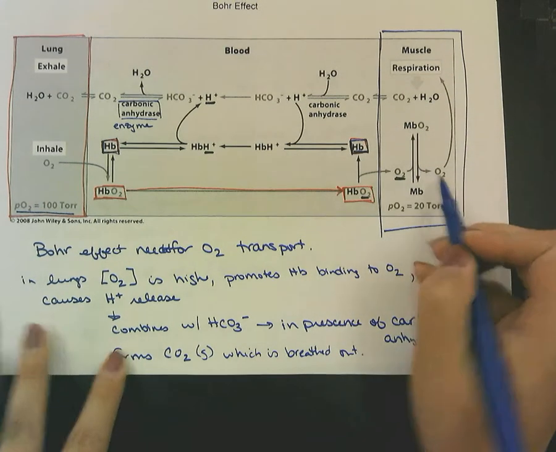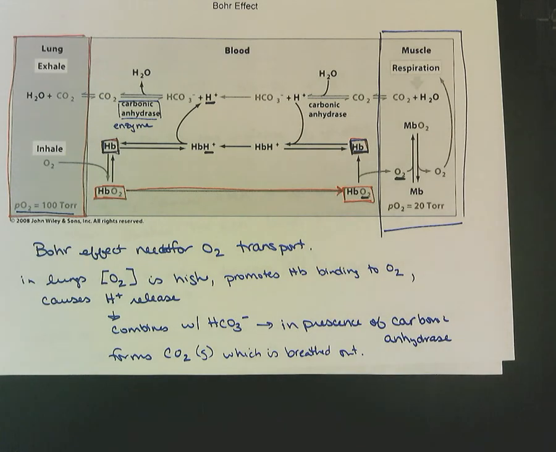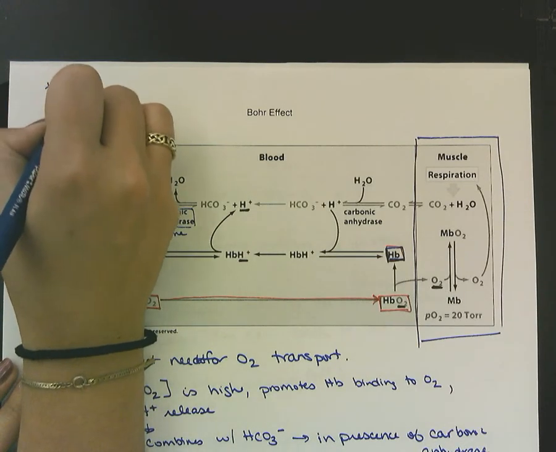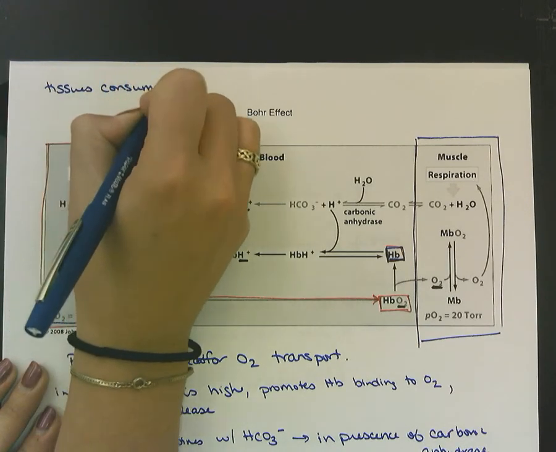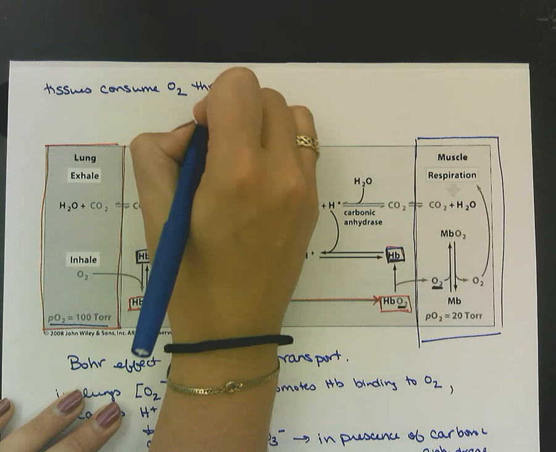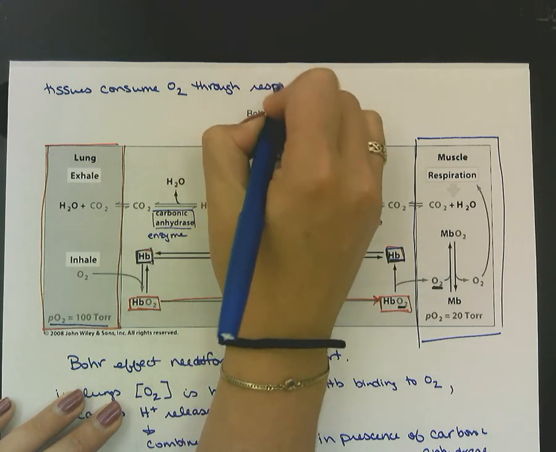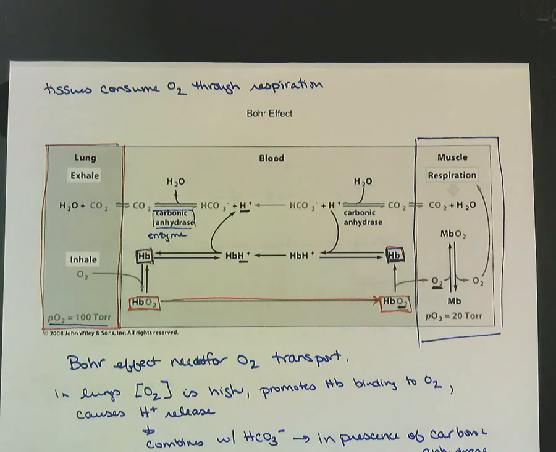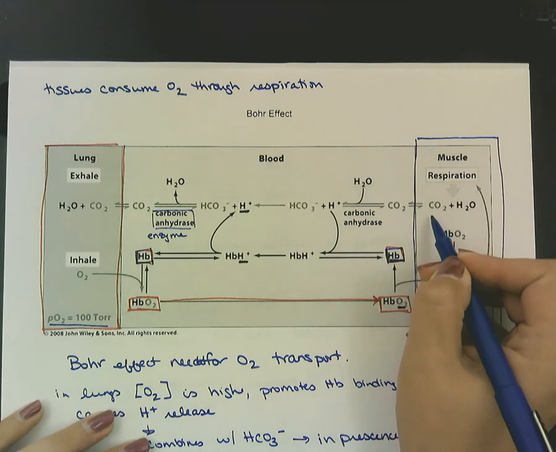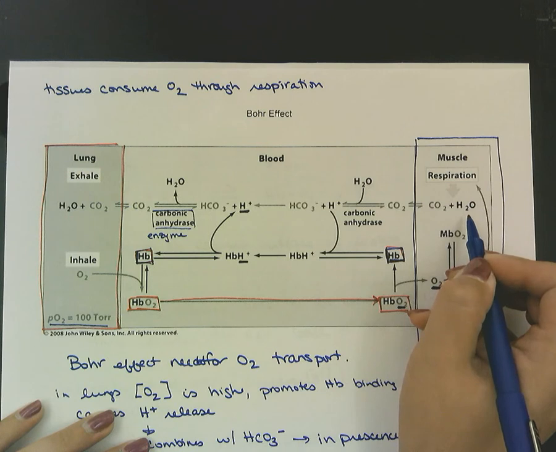All right, so now I have my free oxygen, which is going to be consumed at the top here. I'm going to say that tissues consume oxygen through respiration. All right, so now respiration has occurred. I now have two products. I have carbon dioxide and water left over from that reaction.